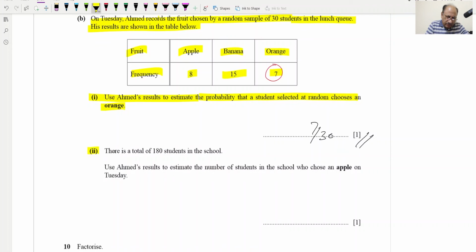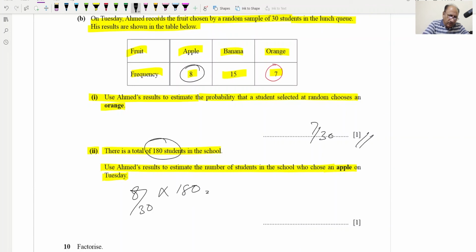Then the second part: there is a total of 180 students in the school. Use Ahmad's results to estimate the number of students in the school who choose an apple on Tuesday. So apple is what? Apple is basically 8. So 8 out of 30. We will be multiplying it by the total number of students, which is not 100, which is 180. So we'll multiply this by 180, and after cancellation the 0 will be cancelled, this will be cancelled with 3, 6 threes are 18, and 8 sixes are 48. So 48 will be the answer for the mark.